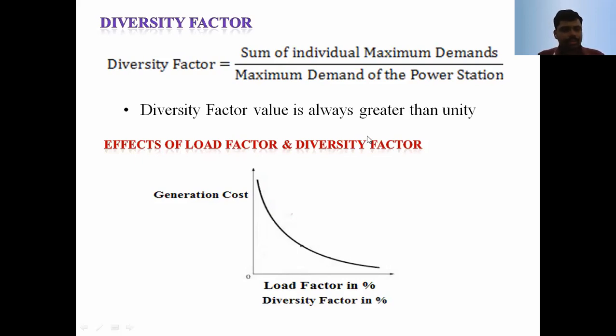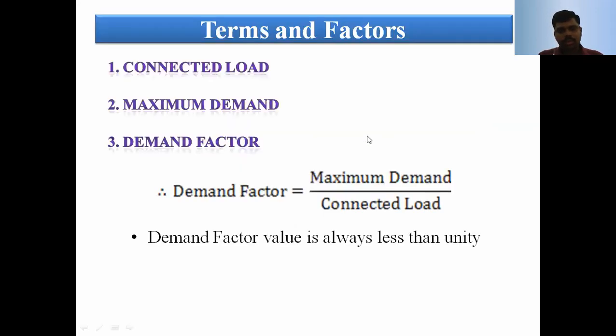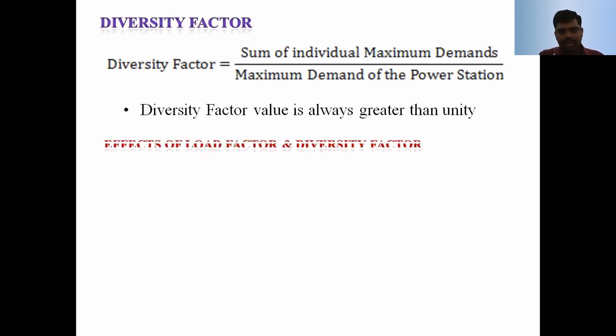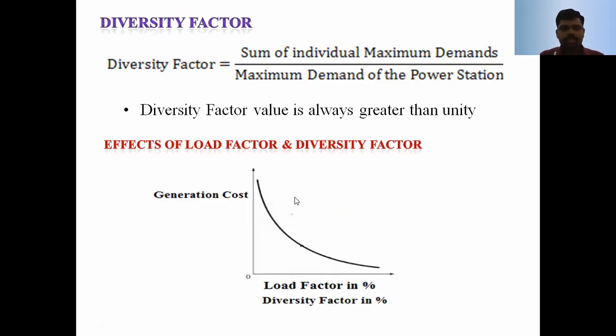In this class we discussed the various terms and factors used for the economic aspects of power generation. We discussed connected load, maximum demand, demand factor, average load, load factor, diversity factor, and the effects of load factor and diversity factor. The remaining parameters we will discuss in the next class.